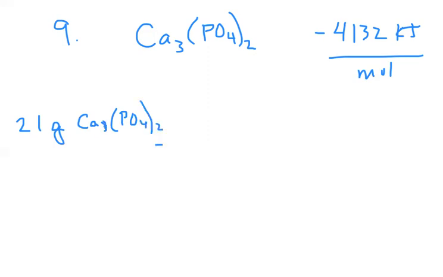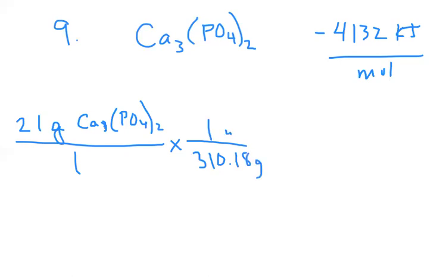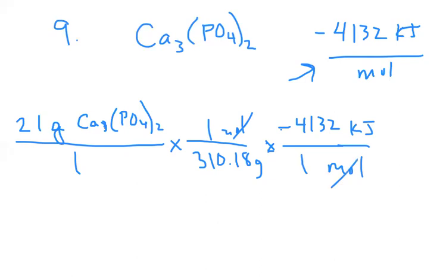We're going to divide by its molar mass. I get that to be 310.18 to get to moles. And then we can actually just keep on going because we can use this as our conversion factor. So negative 4132 kilojoules, because that is per 1 mole of calcium phosphate. So that'll cancel there, grams cancels there. And so we will be left with just kilojoules, round to 2 sig figs, and I get negative 280 kilojoules.